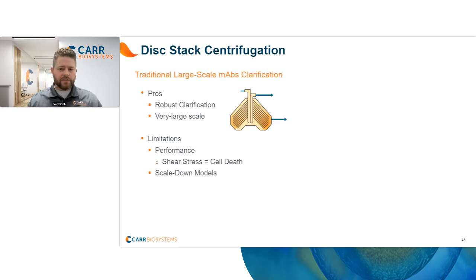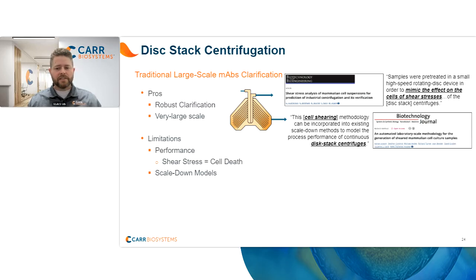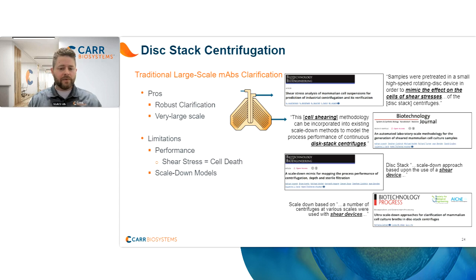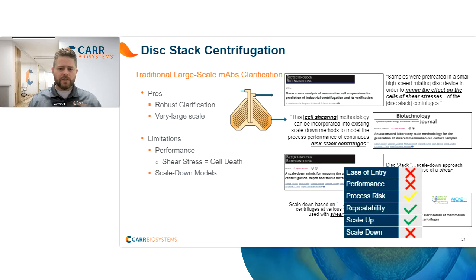And as people try to match and scale down these models, you can see the only way they can really scale them down is into benchtop centrifuges. These are some example academic journals trying to do that. And as they scale down into the benchtop centrifuges, the only way they can mimic the performance is by shearing the sample, shearing the cells, which again is not a great idea for cell therapy when you're trying to get the cell down. So from an ease of entry standpoint, it's a bit too big to scale down, and from a performance standpoint, shear stress and cell death is certainly not ideal.